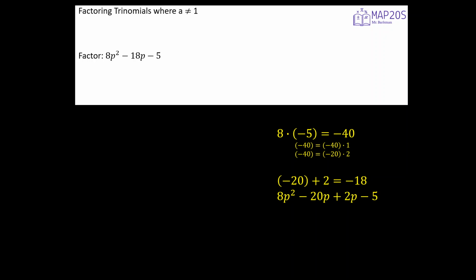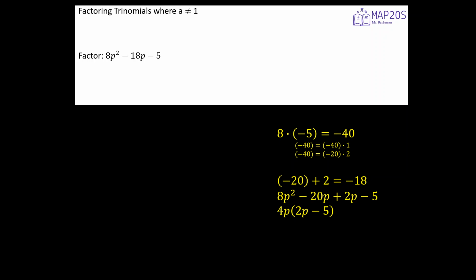All right, the first two, 8p squared and 20p, we can take a 4 out of each of those. Okay, make sure that you're getting that 4. It's not just 2, it's not 8, it's 4. That's our biggest one we can get. And we can also take a p out, and we're left with 2p minus 5.